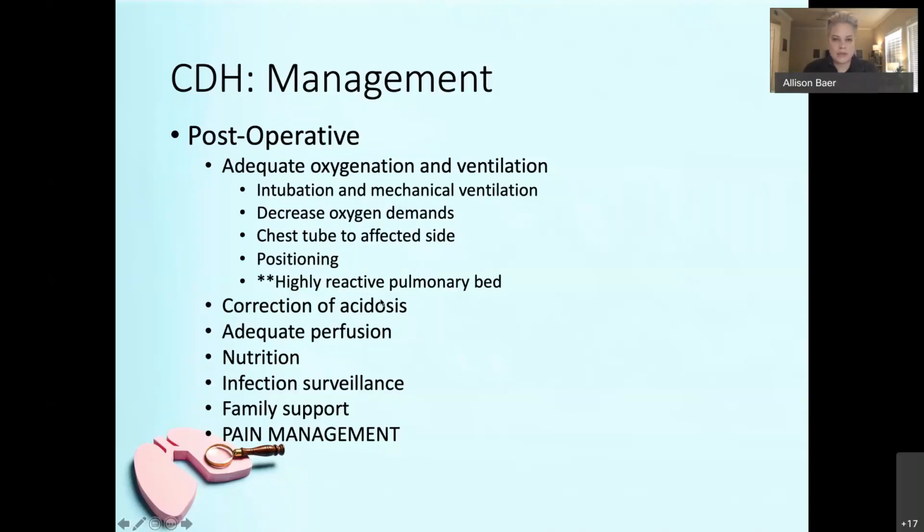And again, a highly reactive pulmonary bed. These kids are going to have pulmonary hypertension. So make sure they don't get acidotic. That's going to make it worse. Make sure they have good perfusion, nutrition. Family's going to need a lot of support, and again, pain management, because post-op anything.